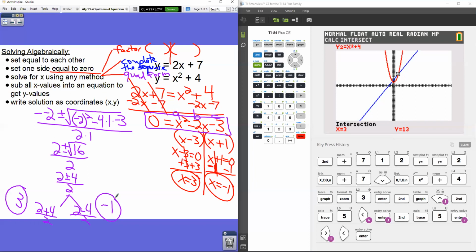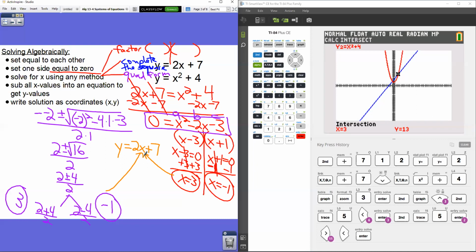Here's the thing. Notice that our answers are not complete yet. Notice that we only found x, all right? We only found x. Well, how do you find y? What you have to do to find your y value is choose either equation. Now, which equation looks easier to use probably? Probably the y equals 2x plus 7. So what you're going to have to do with that is sub these numbers back in to x to find your y. So you're going to have to do two separate calculations.